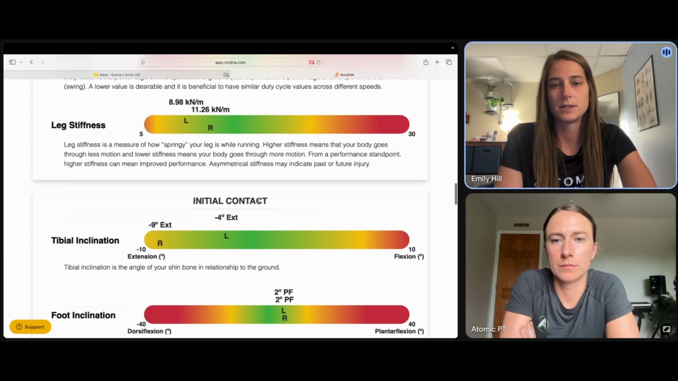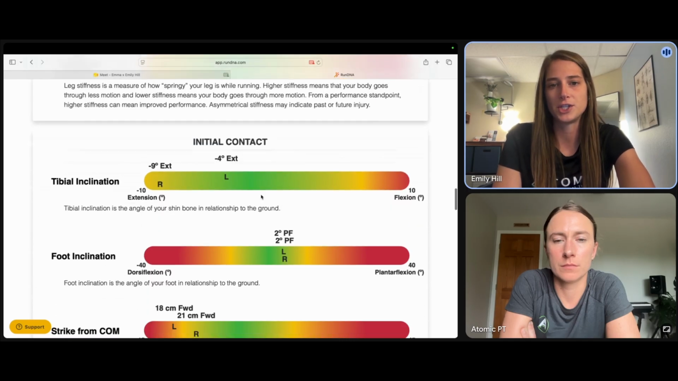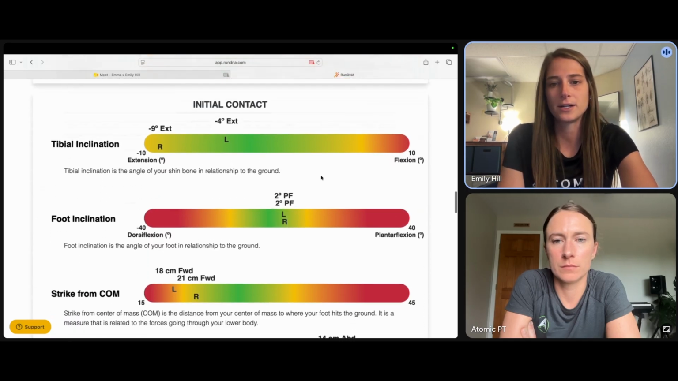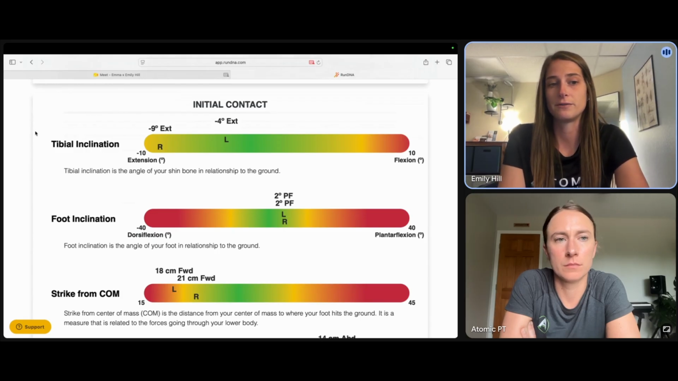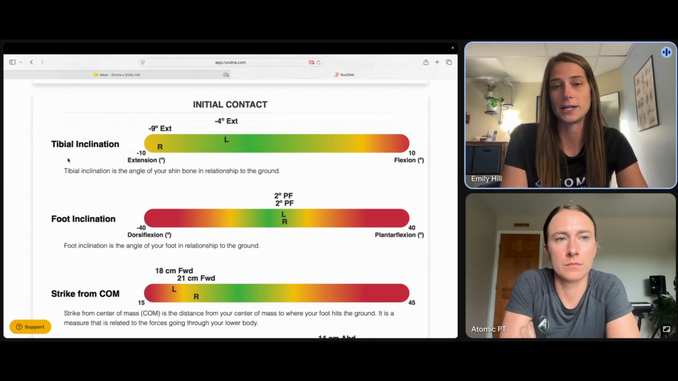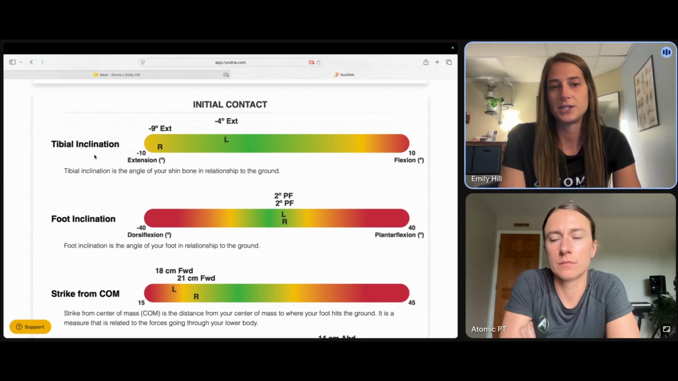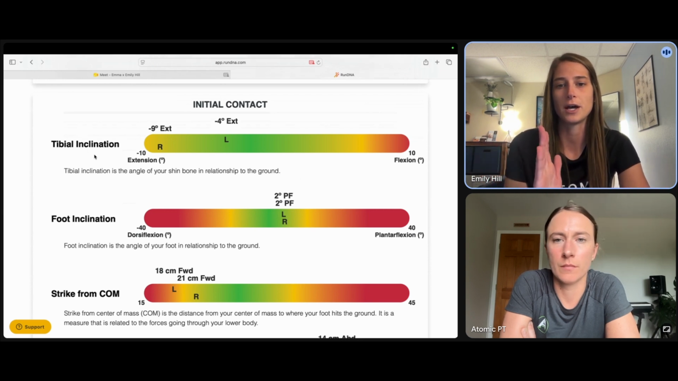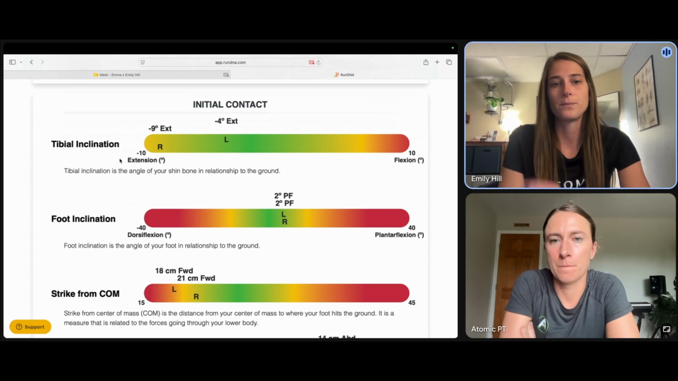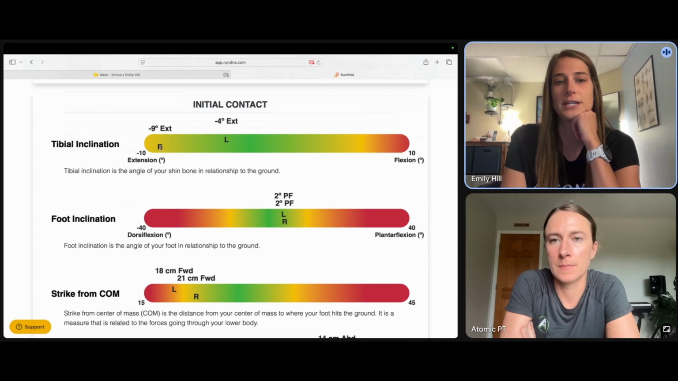Okay, so some of the things I want to focus on with Emma, knowing that she has this right Achilles tendinopathy going on, we're going to be looking at tibial inclination. This is going to be an important value to consider whenever we're thinking about overstriding, because tibial inclination is going to be that angle of how far out is your tibia or your lower leg bone landing in front of your knee joint. So we can see here on the right, she has about 9 degrees.